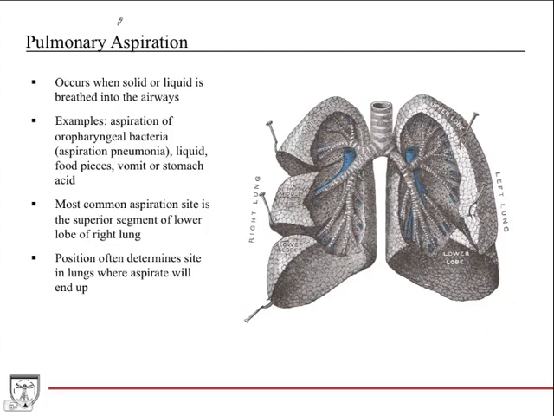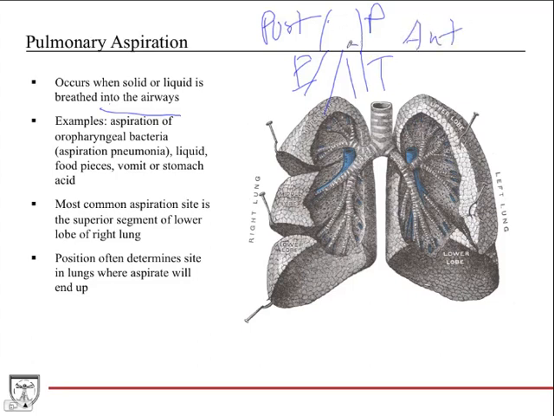So what pulmonary aspiration means is it occurs when a solid or a liquid is breathed into the airways versus going into the esophagus. Because you remember, if you have the pharynx here, you have the esophagus, which goes this way, and then the trachea, which goes this way, if this is posterior, anterior. So you have your epiglottis here, which helps protect the trachea, but that doesn't always keep it closed off. So instead of things going this way, they go down this way and into the trachea.